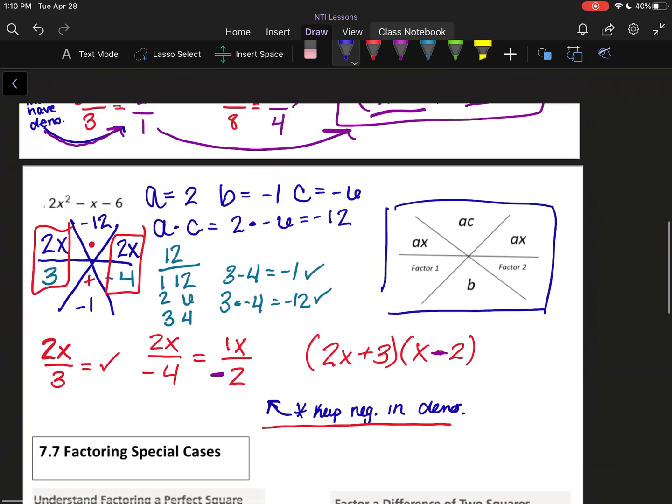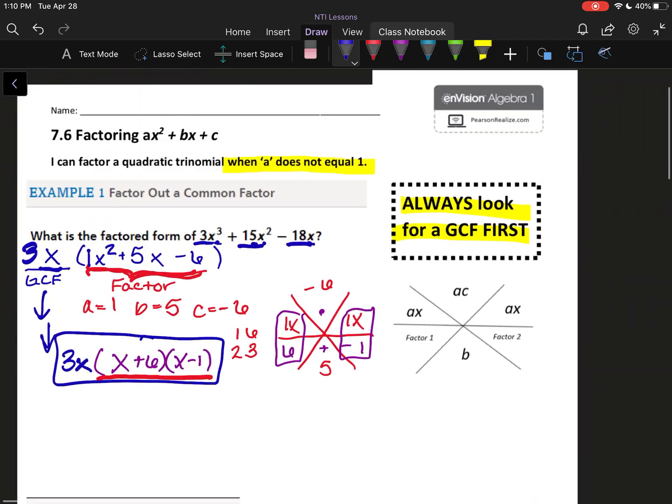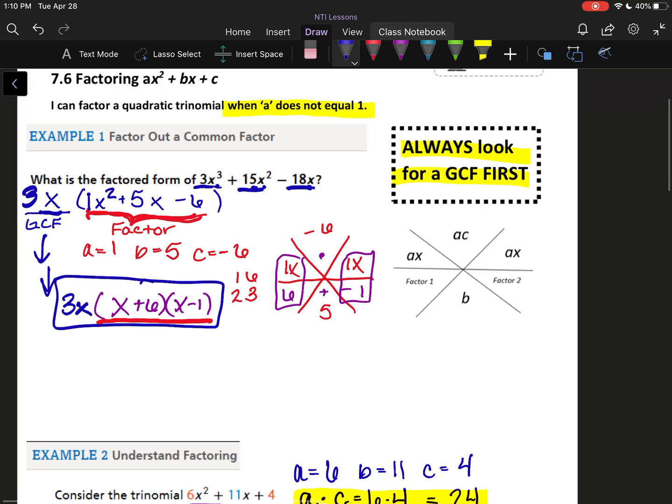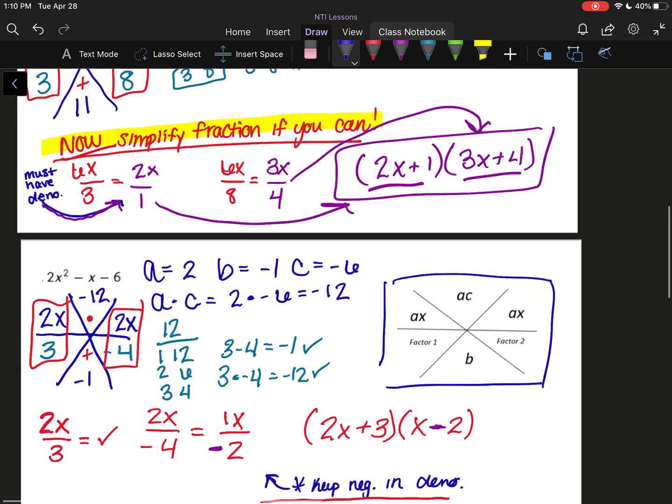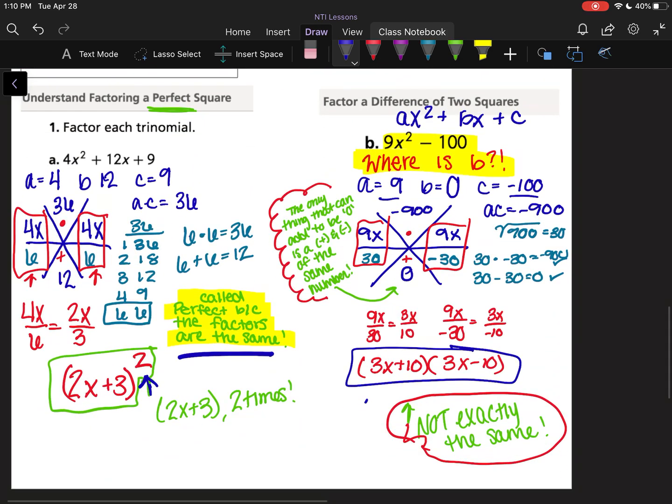I hope this helped you review factoring when we have an A value. Remember to always look for a GCF first. Use your snowflake. And make those special cases a little bit easier. We know we're looking for two numbers that are the same if it's perfect. If there's a B missing, take the square root of that AC value.